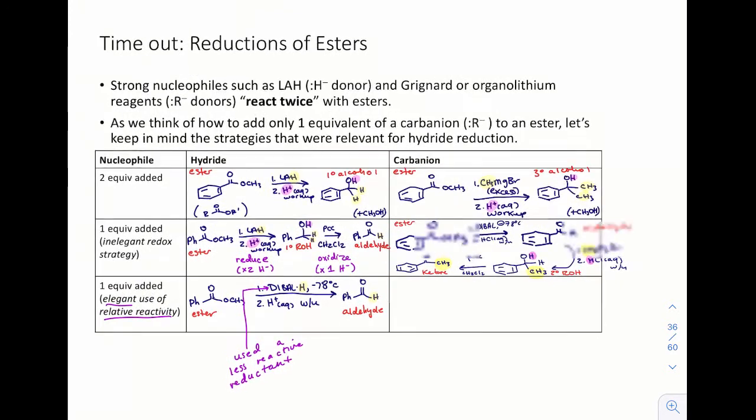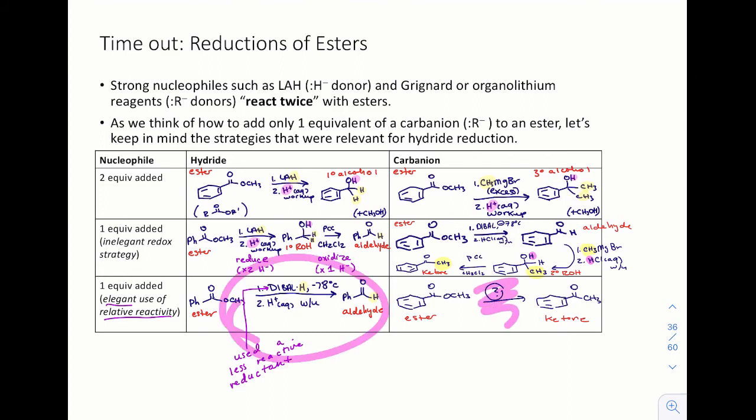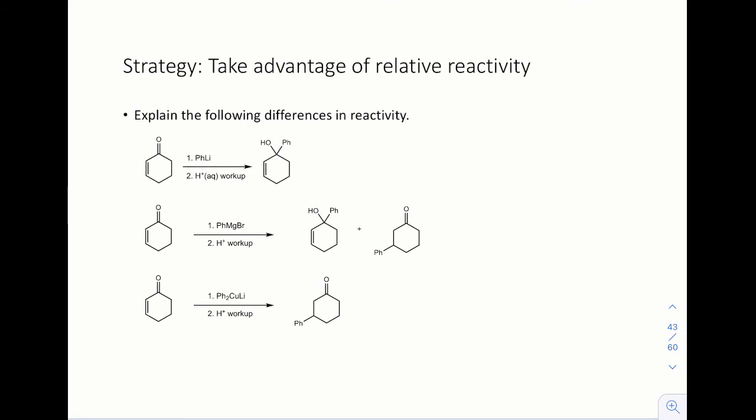Is there some easier way to go directly from an ester or something like an ester to a ketone? Is there some magical equivalent of DIBAL that we can use to add 1 equivalent of carbanion, like we were able to add 1 equivalent of hydride?